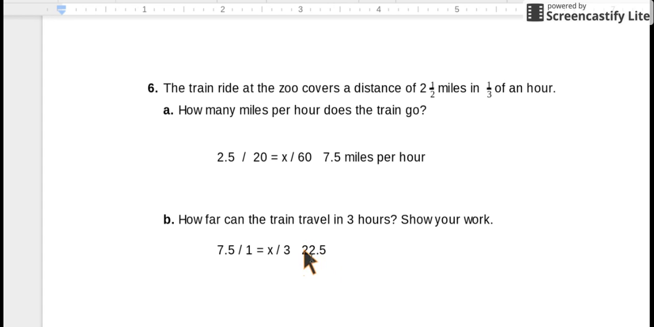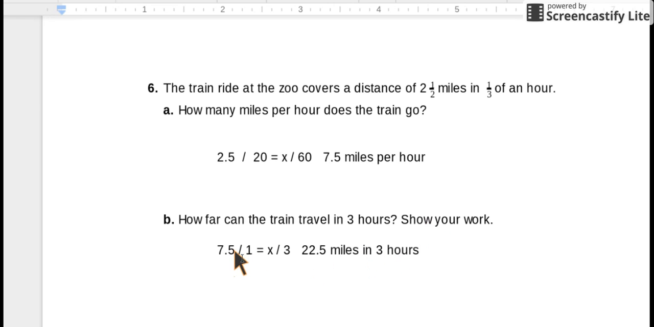And that number, 22.5, was our x. Because our miles were on the top, that means we traveled 22.5 miles in 3 hours, because the 22.5 is our x, and that was over 3 hours.